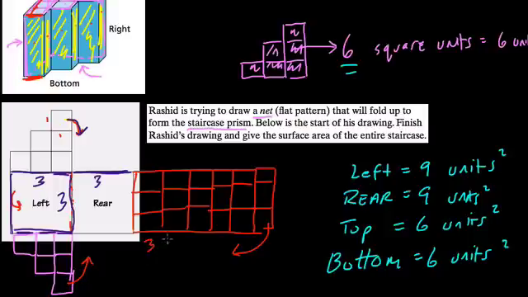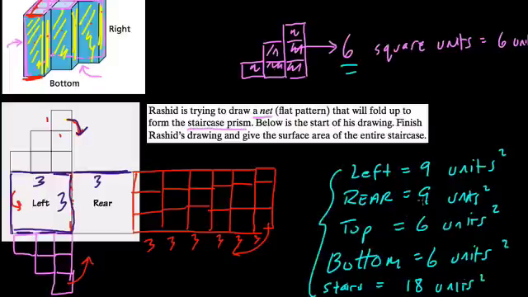And what's that? Well, 3, 6, 9, 12, 15, 18. So the stairs themselves, the actual planks we're walking on, that's 18 square units. So now we sum these up, right? Well, 9, 18, 12 more is 30, and 18 more is 48. So you have 48 square units.